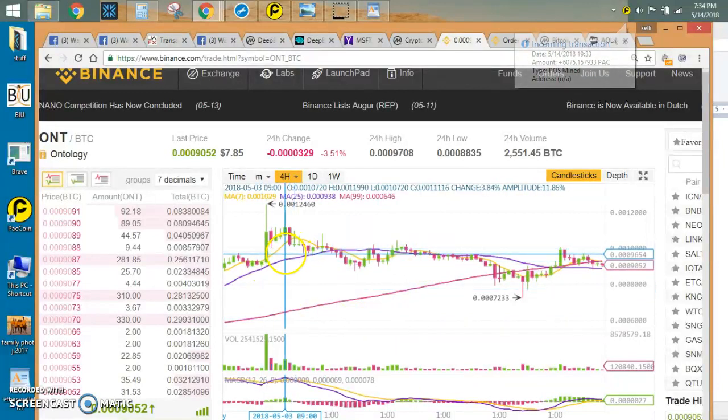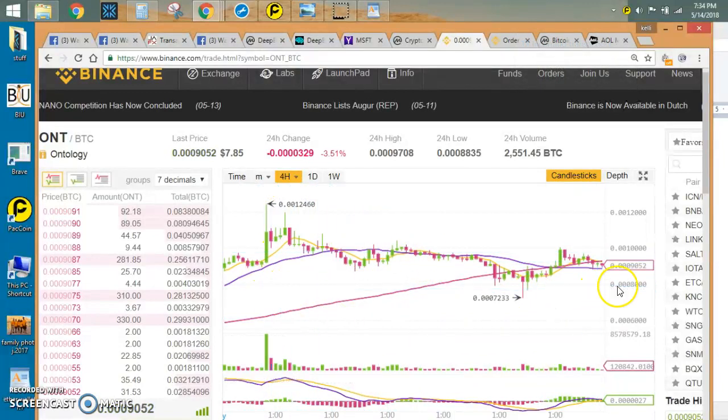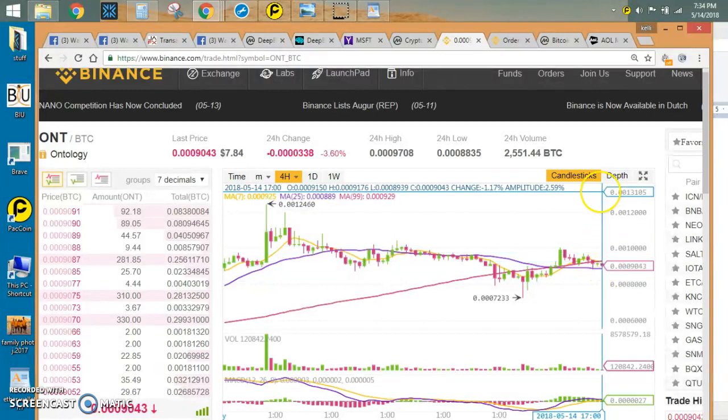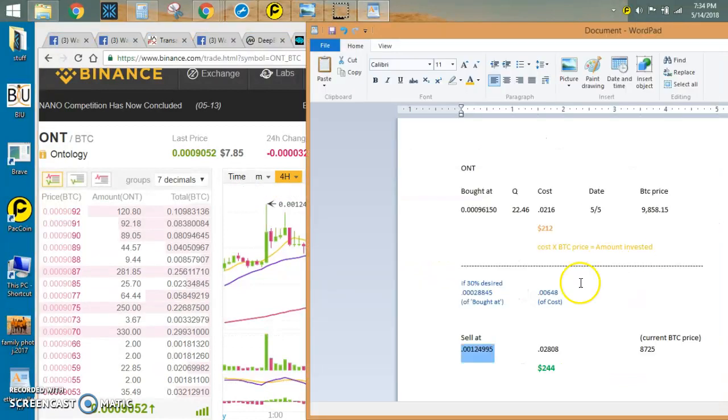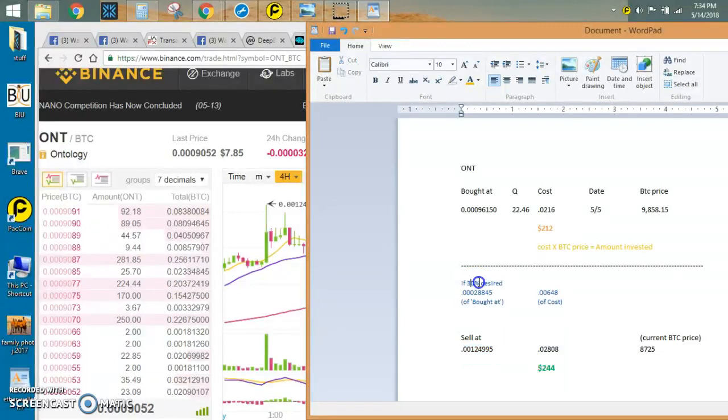So anyway, I would have to just wait for it to get back from here and wait it out for it to get up to here for me to get my 30% return on this trade. All I did was decide for myself that I want 30%. You can decide for yourself if you want 5% or 10% or 100%. Whatever you want to be comfortable with in terms of your trading, you make that decision. I just randomly chose 30% to go through this example.